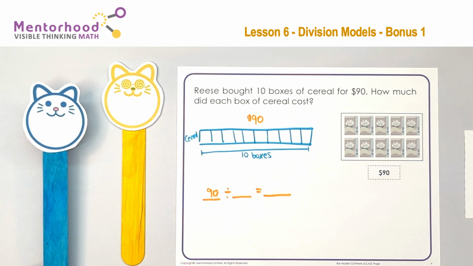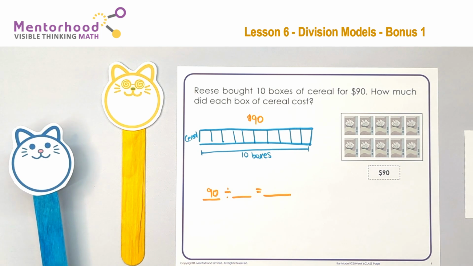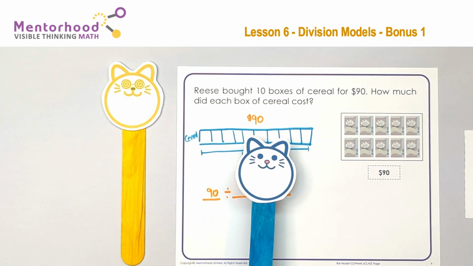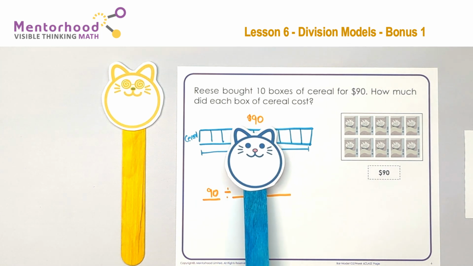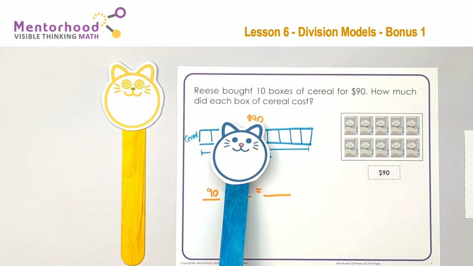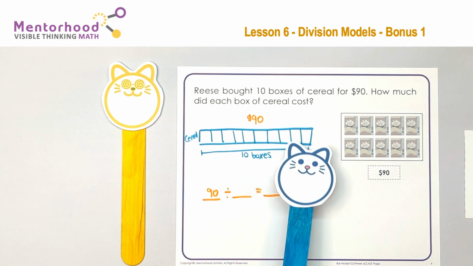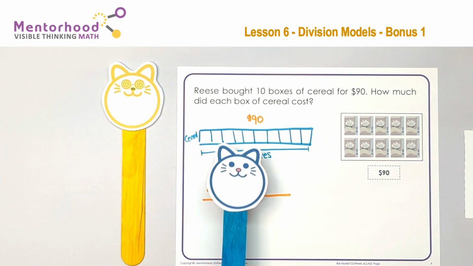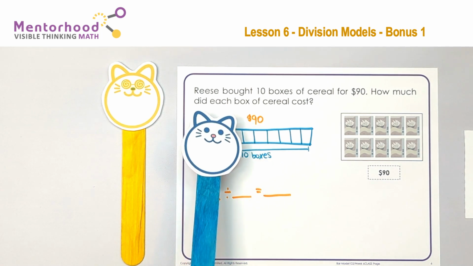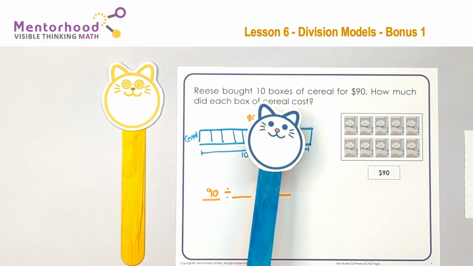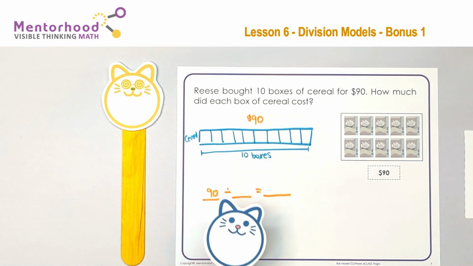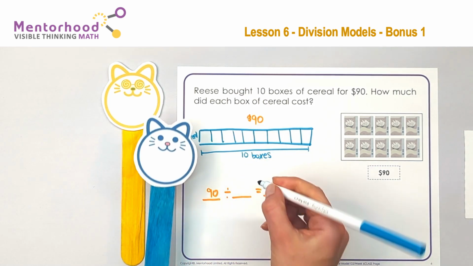Alright, no problem. I'll explain it. It's actually not too difficult to understand. You probably already understand it and don't realize it. I'm going to take my $90 total cost and split it up among all 10 boxes of cereal. That's going to give me a cost per cereal box. So 90 divided into 10 sections is going to give me the cost per box. That's why we're doing 90 divided by 10.